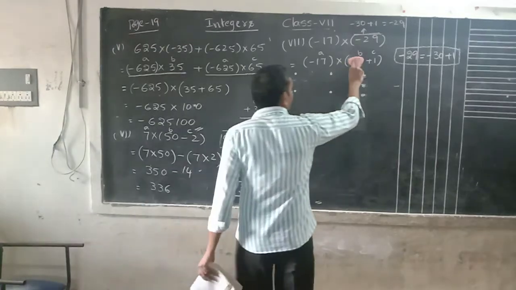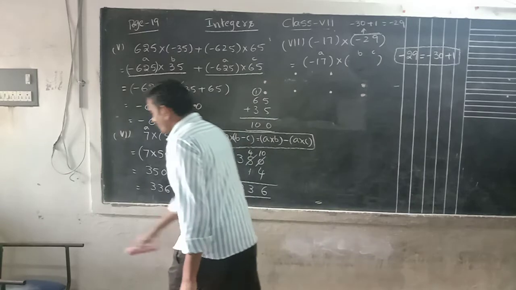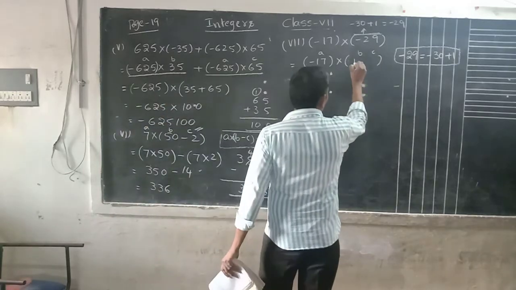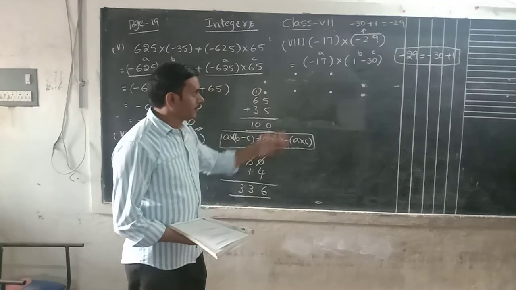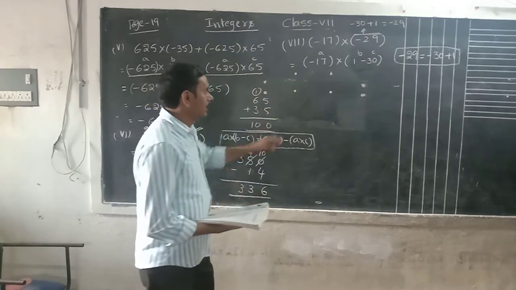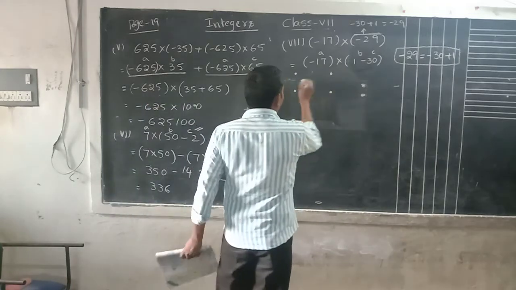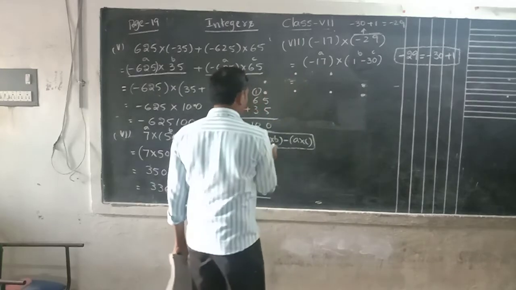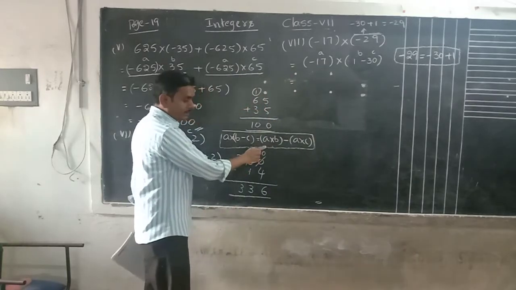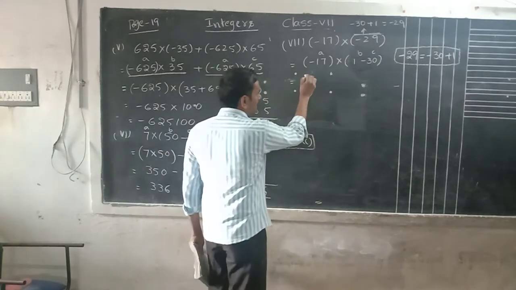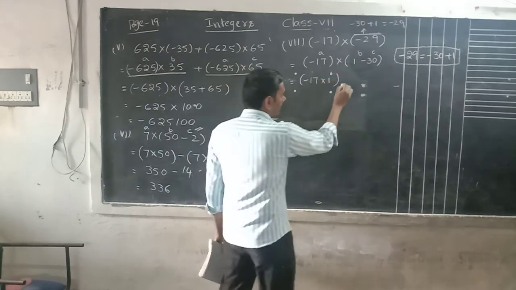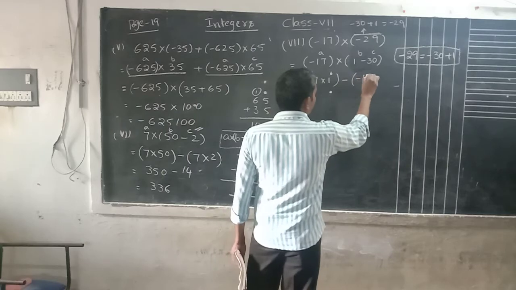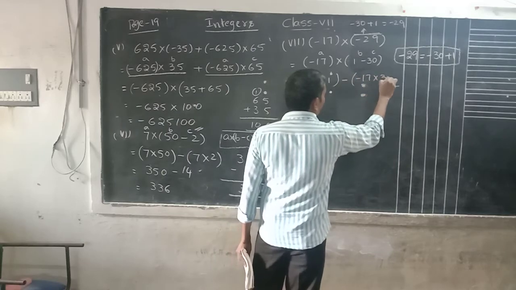1 minus 30 also we can write, no problem. Okay, now a into b we have to write. We have to use the distributive property, subtraction over a into b. A into b means minus 17 into 1 minus 17 into 30.